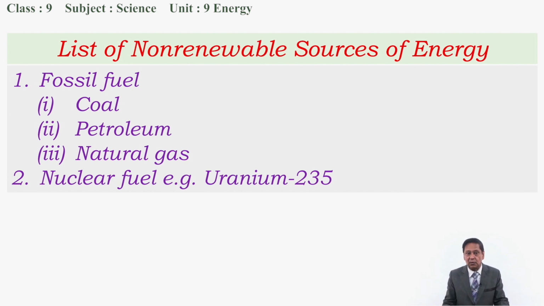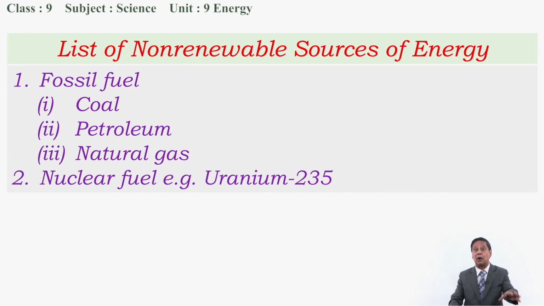This way, a nuclear power plant uses uranium-235, and this uranium is very expensive. It cannot be obtained easily. So it is a non-renewable source of energy which will finish in the near future. Okay, let's talk about fossil fuel.